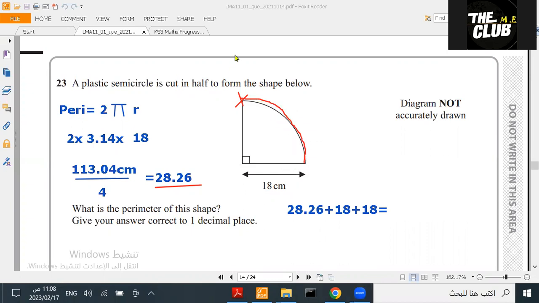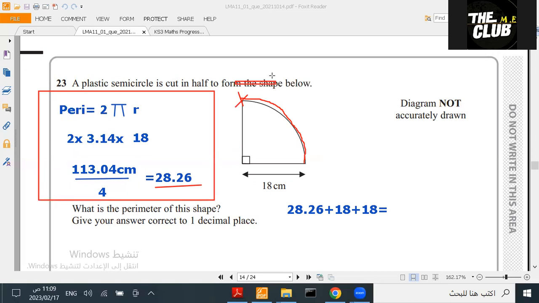What did we find at first? This whole part. Here we found the perimeter of the whole circle. Then we divided by 4 to find the arc. So we found only the arc, which is the one with the red line. We moved from this point to this point only. Now we need to go back to this point. So we add this radius and this radius. I'm going to add 18 and 18 to get back to the same point.